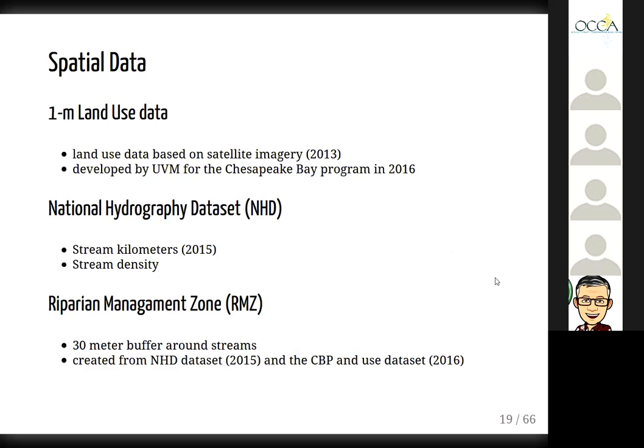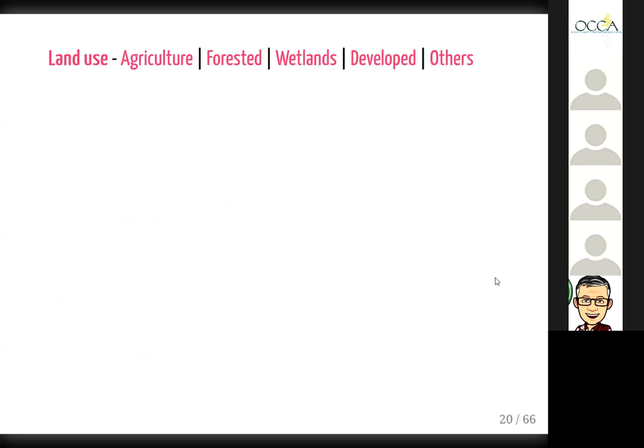The riparian management zone is something that we wanted to use to try and delineate an area that is most likely to be where the buffer BMPs are placed.